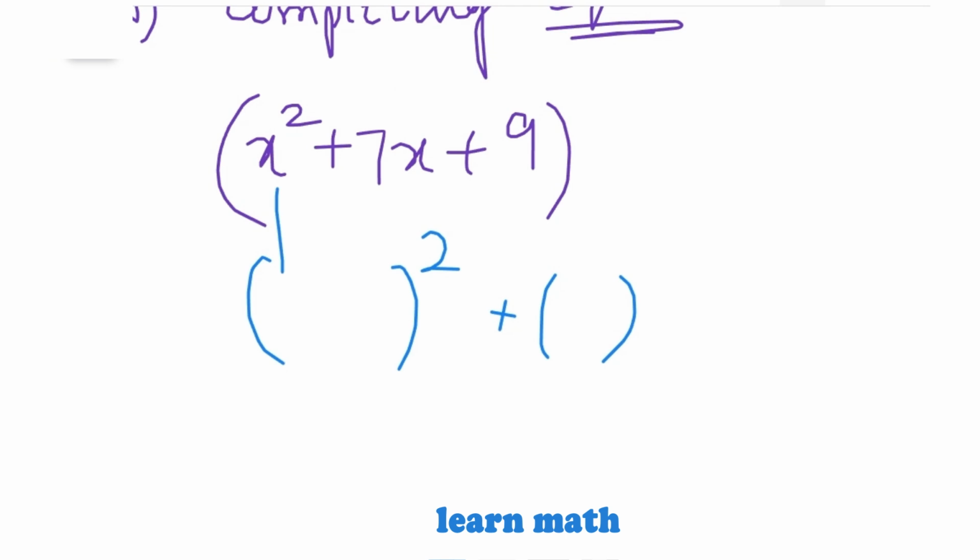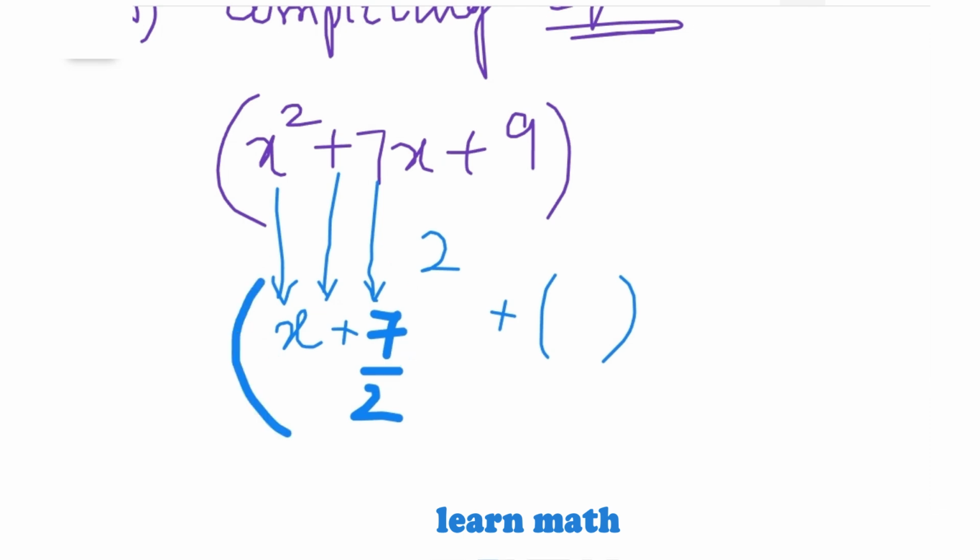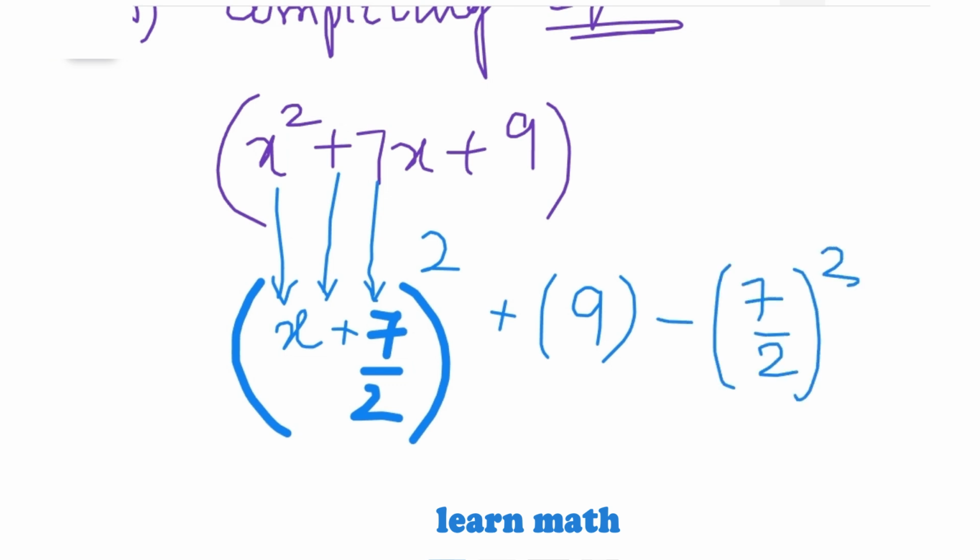First things first, you drop x as it is. Whatever sign is there, positive or negative, you keep as it is, and this term will be half of this. So x plus 7 by 2, whole squared, plus 9. And then what you need to do is subtract 7 by 2 whole squared. This is a trick.